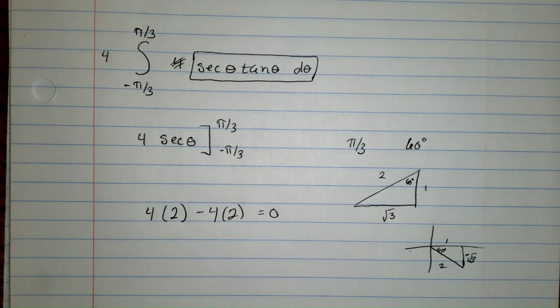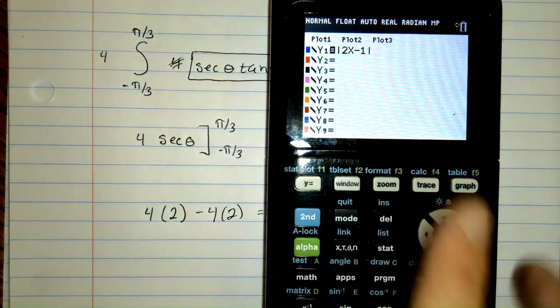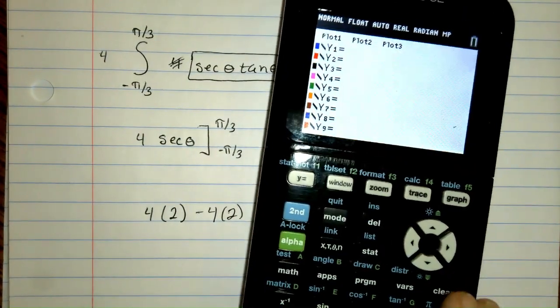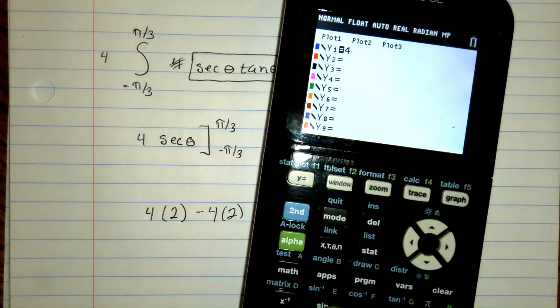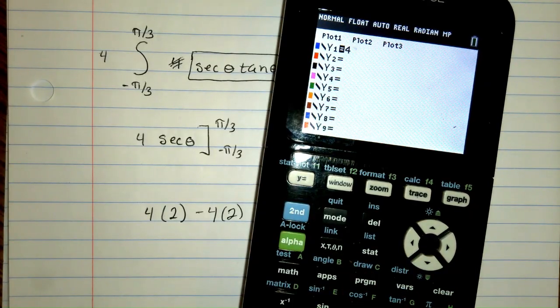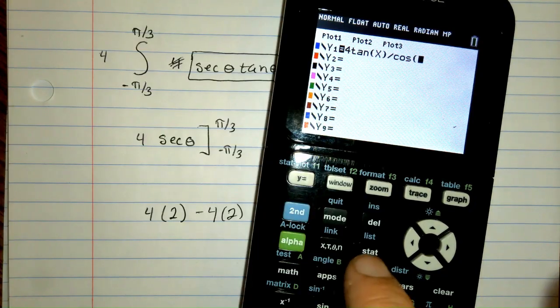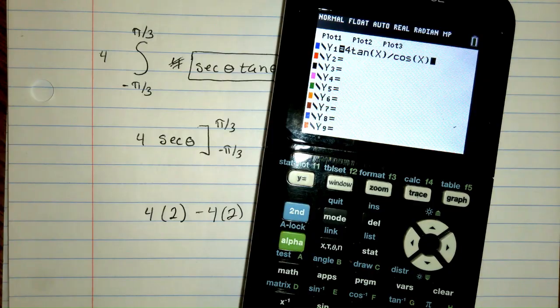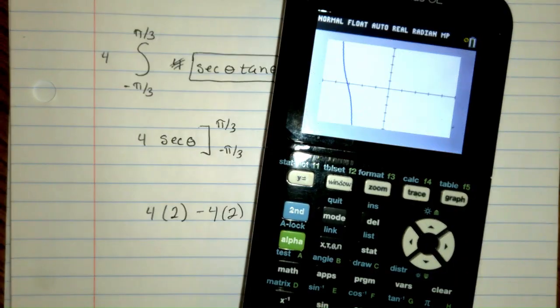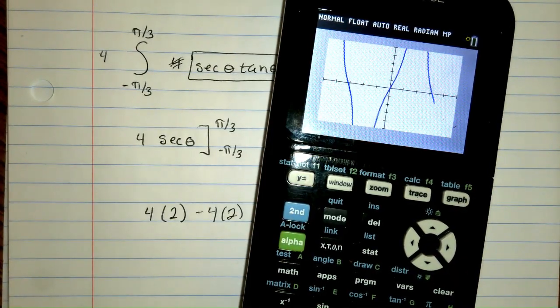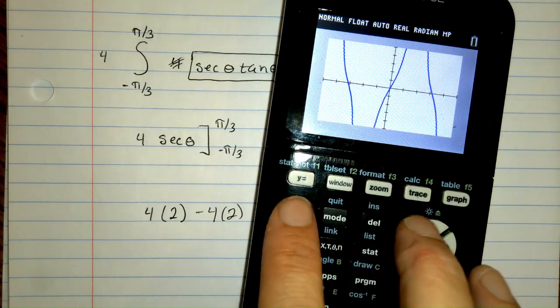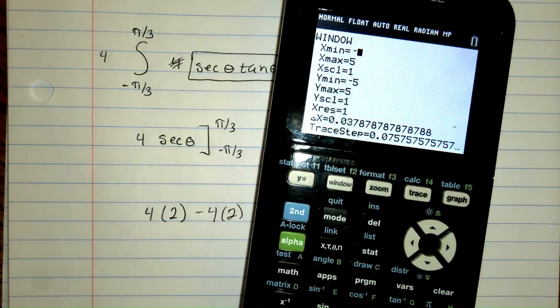Why is that? Well, make sure you're in radians. 4 tangent theta, multiplying by secant is the same thing as dividing by cosine. Okay, and this looks really weird, right? So now let's just go ahead and change our window from negative pi over 2 to positive pi over 2.